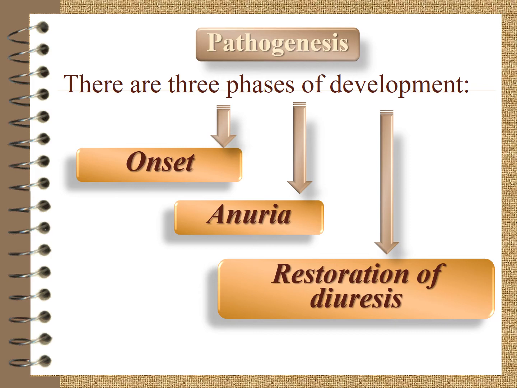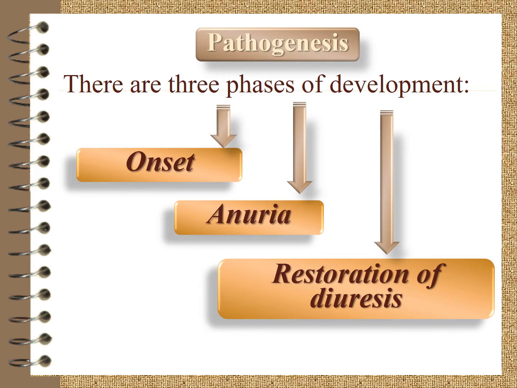Pathogenesis. There are three phases of development of the pathological condition: onset, anuria, and restoration of diuresis. Onset: the glomerular filtration rate is gradually reduced, and as a result, oliguria develops. Unselective reabsorption of the filtrate occurs through the damaged tubule. Anuria: the process develops to complete impairment of glomerular blood supply, which results in destruction of the deprived tubular epithelium. The effects are edema, upset in electrolyte balance, and eventually uremia.